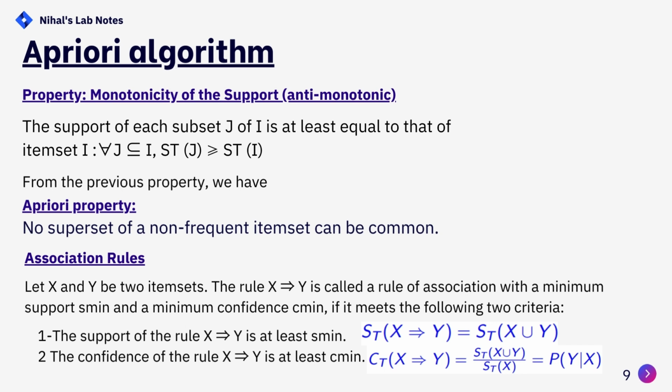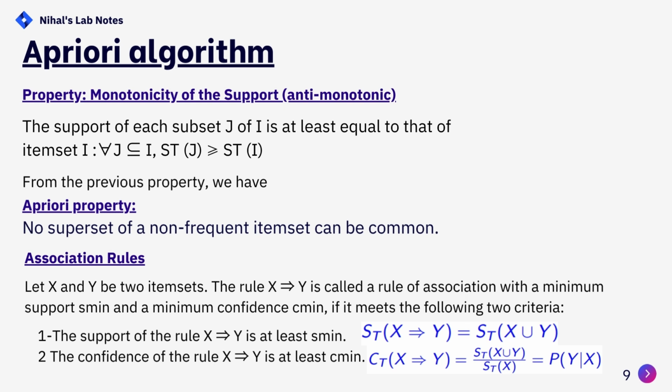Now let's see the association rules. Let X and Y be two item sets. The rule X implies Y is called a rule of association with a minimum support s_min and a minimum confidence c_min if it meets the following two criteria. The first criterion is that the support of the rule X implies Y is at least s_min. For the second criterion, the confidence of the rule X implies Y is at least c_min.